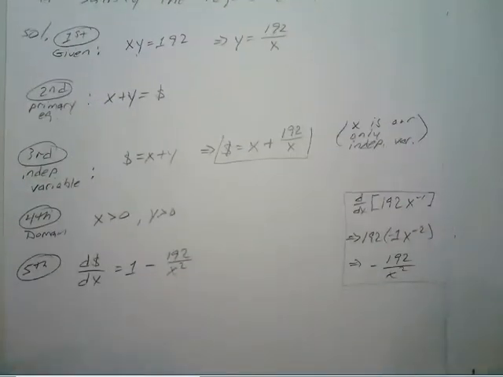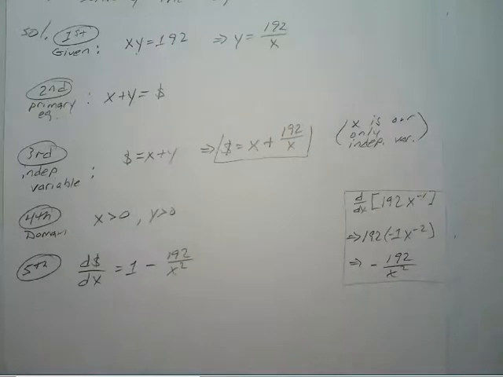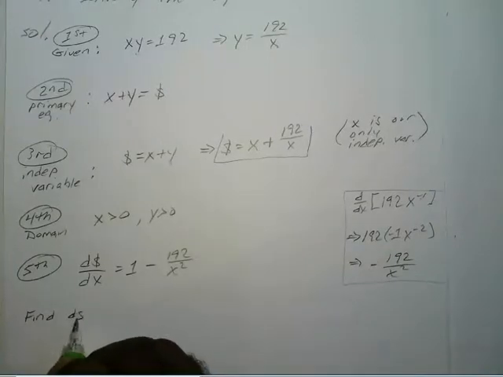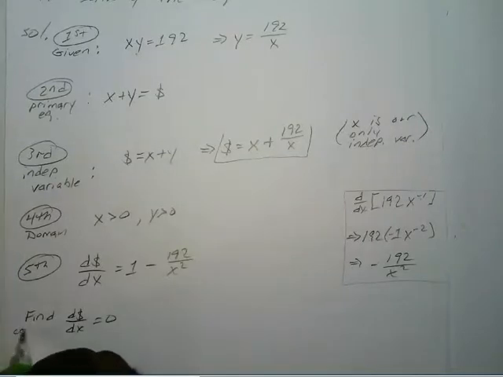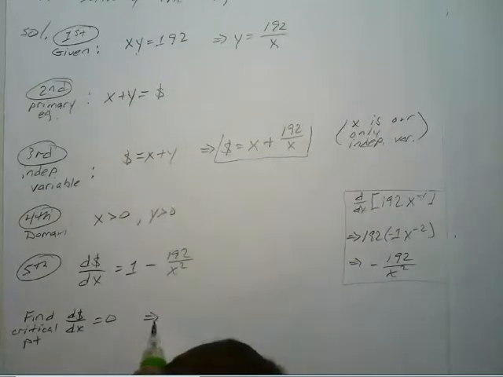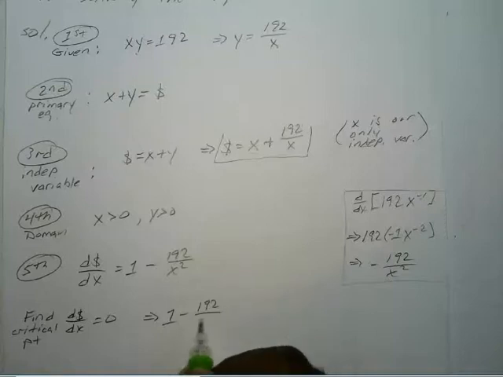All right, so in order to find our minimum, we have to find our critical point. And our critical point is where the first derivative equals 0. In other words, we have to find where 1 minus 192 over x squared equals 0.